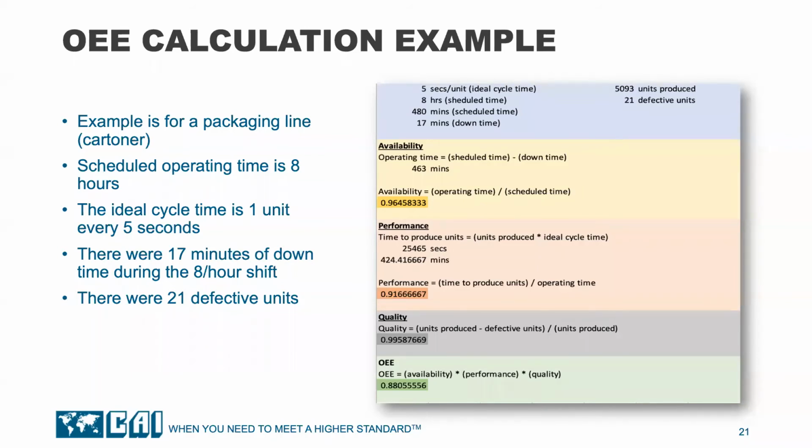This is how long it would take to produce the total number of units if the equipment was operating at peak performance. We can then calculate performance by dividing the time to produce the units by the total operating time of the equipment. Quality is the number of units produced minus the number of defective units, with that difference being divided by the units produced.